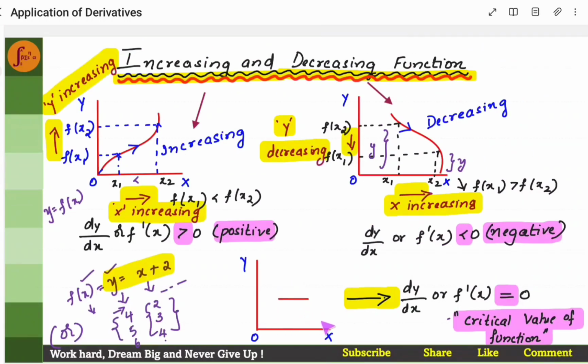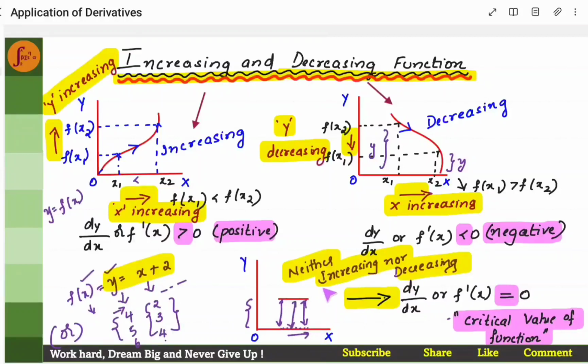Now there is another function where it will neither increase nor decrease, right? It will remain stationary. That is, whatever values you take for x, y will be stationary, y will be fixed. If you look at this, y is the same, y is constant. So we call such functions neither increasing nor decreasing. There is no increase or decrease. The function is stationary, right? The values of y are the same. Alternatively, we can say if I take the derivative of this function, right?